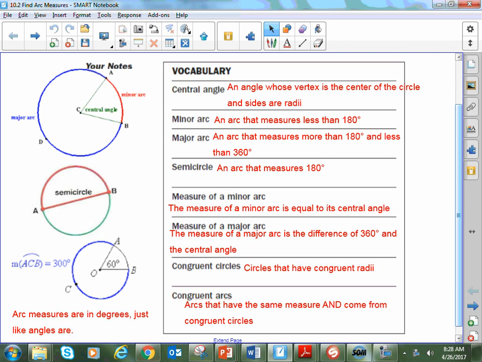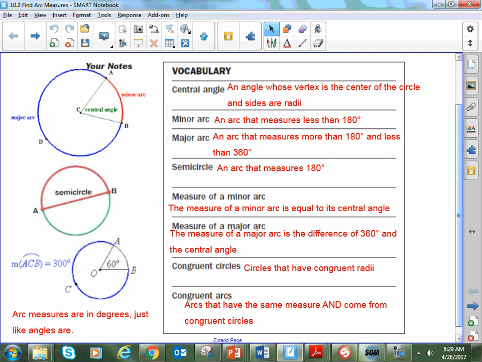So take a moment, make sure that you get the vocabulary down as far as understanding the difference between what a central angle is, what a minor and major arc are, get all the vocabulary here, and the diagrams, I would encourage you to copy them down just so you have a visual representation of what these terms look like. So that way when you see them in a circle or when you see them in a diagram, you know what you're looking for.